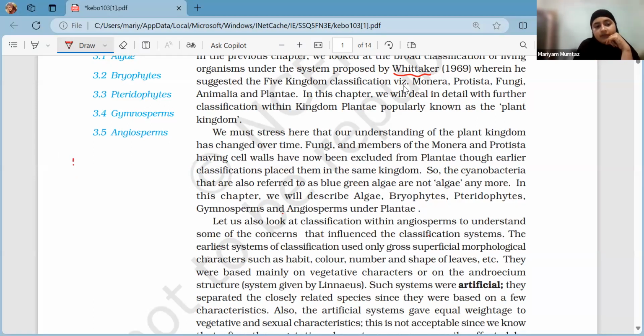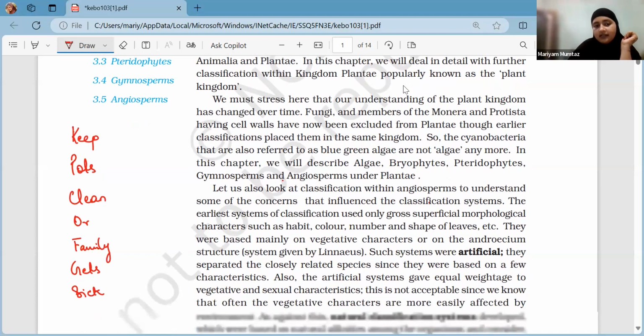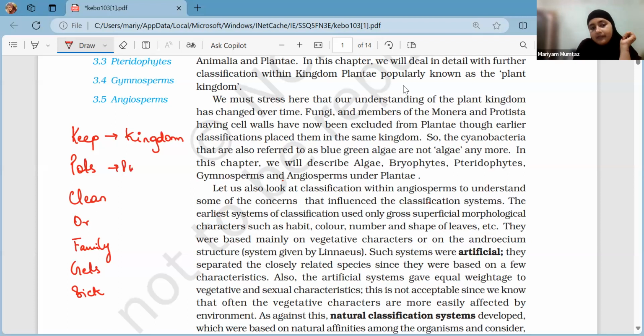Wait, I'll give you this thing. You can remember it like this: Keep pots clean or family gets sick. K is for kingdom. That is the highest hierarchy. P is for phylum, which comes after the kingdom. Phylum is for animals, and the word division is for plants. So kingdom, division, or kingdom, phylum.